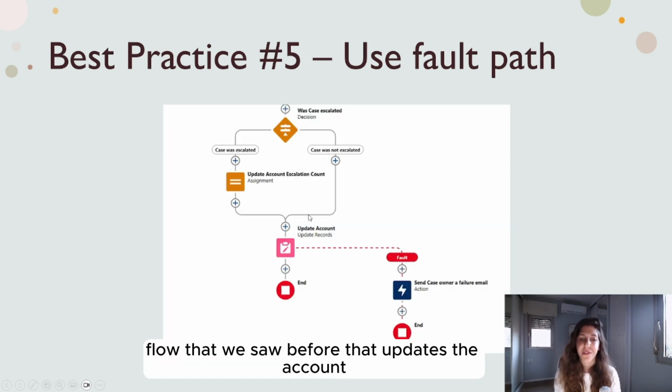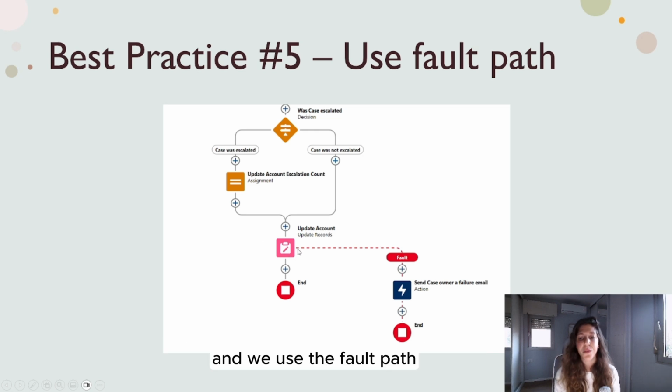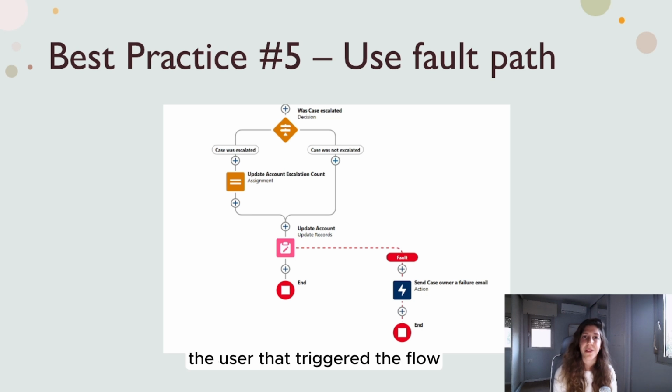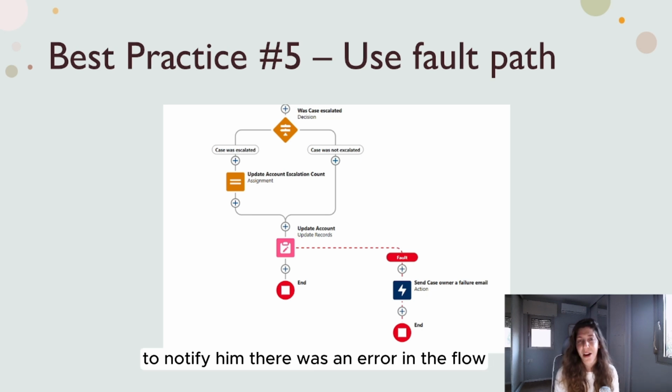So we can see here a flow that we saw before that updates the account, and we use the fault path. So whenever the account is updated and we get an error for any reason, what we do here is we use a fault path, and in this case we sent the case owner an email to tell him there was a failure, and he can go into the record and fix the failure. We can also use a screen element to notify the user that triggered the flow, to notify him there was an error in the flow.